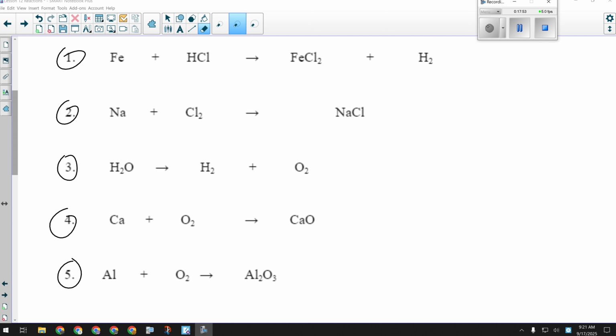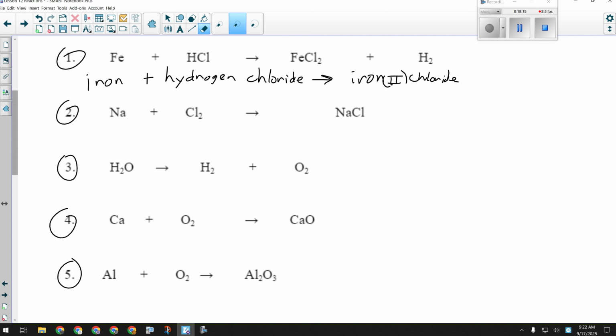Okay, so on our first one here, we've got just iron. That's the elemental form of iron, and it's reacting with hydrogen chloride, and that is going to make iron 2 chloride. Okay, now how did I know it was iron 2 chloride?